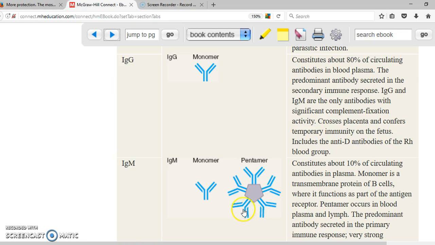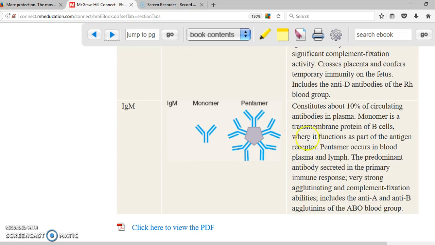IgM, as you can see here, has multiple different areas for binding. So IgM plays an important role in the last two that I was telling you about, precipitation and agglutination, because it has multiple areas where it can attach to multiple different types of antigens. IgM represents 10% of the antibodies present in plasma.